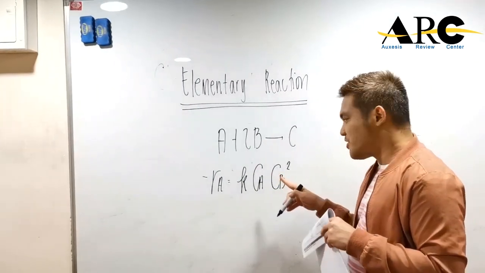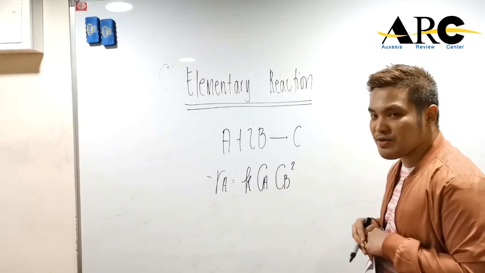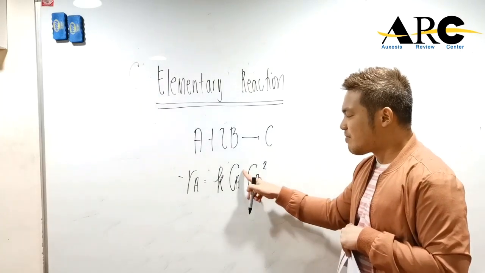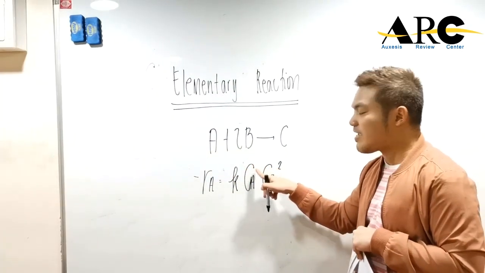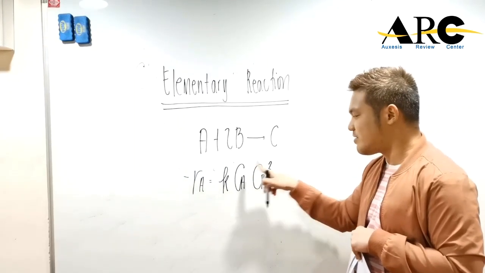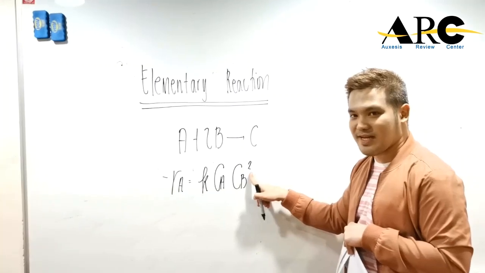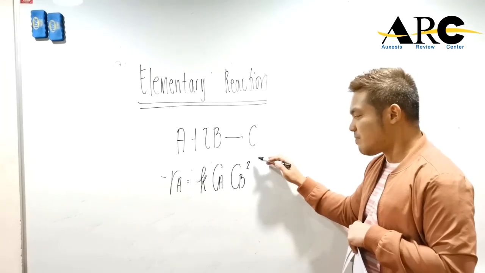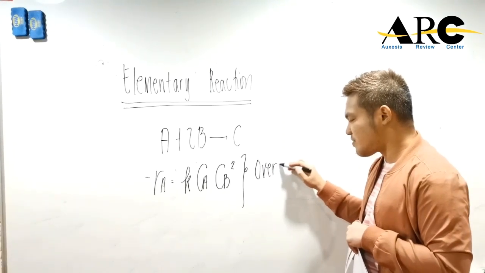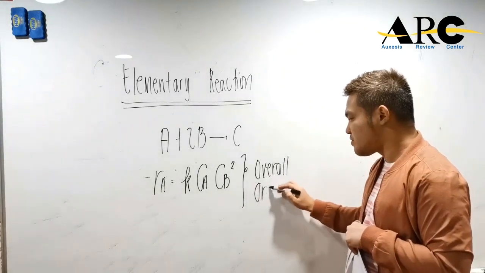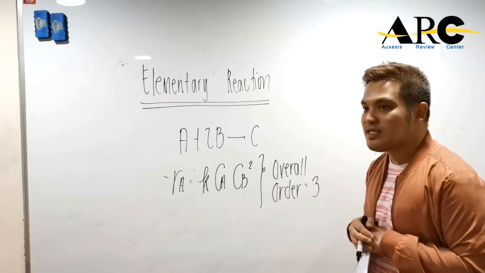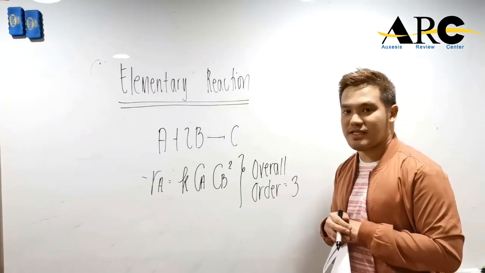Kaya, ang order ng reaction natin is kung ano yung exponent kung saan natin ni-raise yung concentration. For example, yung concentration ni A is ni-raise natin sa 1, so ang order ni A is 1. Yung concentration ni B ni-raise natin sa 2, so ang order ni B is 2. Therefore, ang overall order natin is 3. Again, when we say order ng reaction, ito yung exponent kung saan natin ni-raise yung concentration.